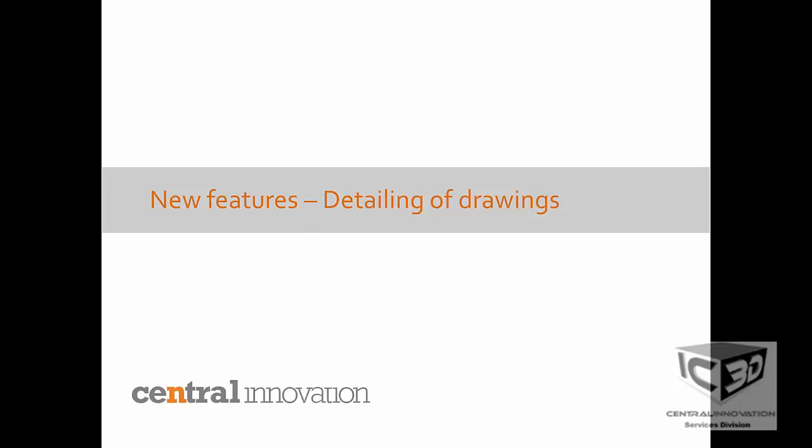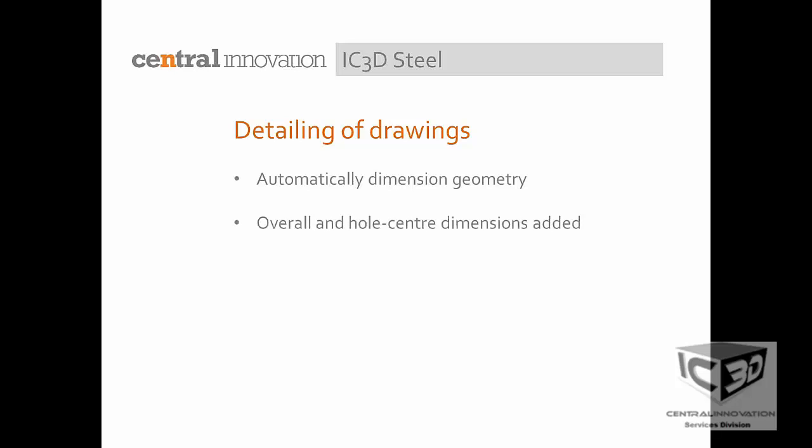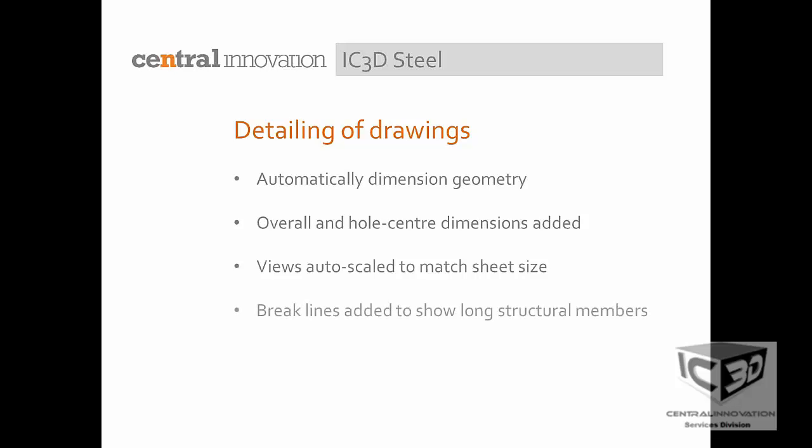So we've looked at handrails, and the other new feature was the detailing of drawings. So we can automatically dimension the geometry in the drawing. We would add overall dimensions and dimensions to hole centers. We use sort of a common datum going from left to right. Views are auto-scaled to match the sheet size. And we add break lines.